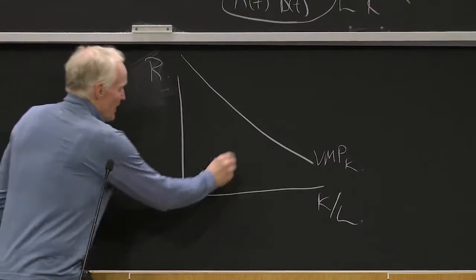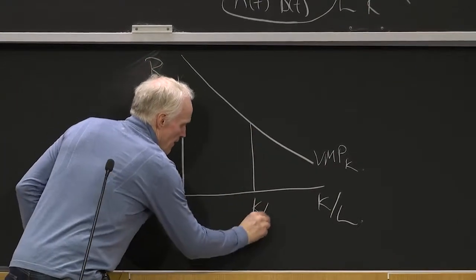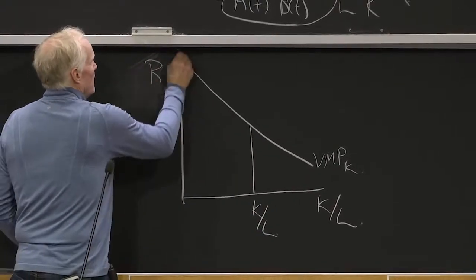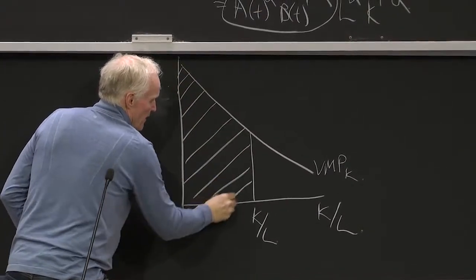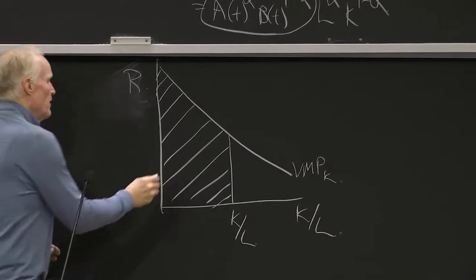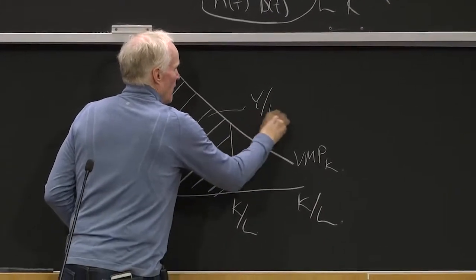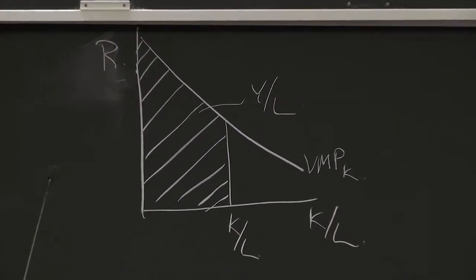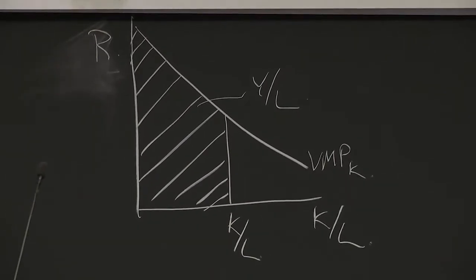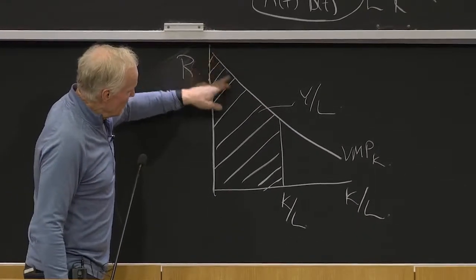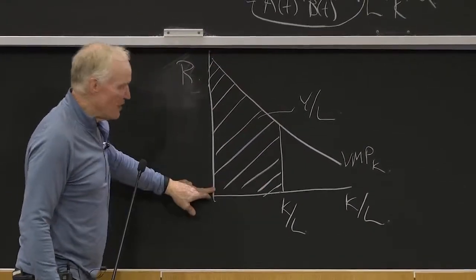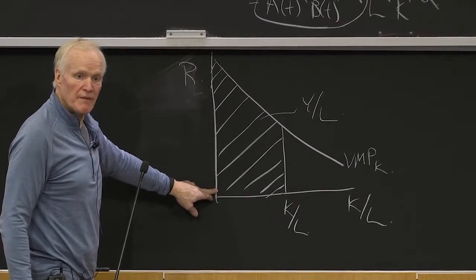Now, at a given level of K over L, this area is Y over L. I'm sorry, right, that's Y over L. Right, because that's the total amount of output being produced per worker. Right? This is the marginal product schedule of capital. The area under that demand curve gives me K over L, and Y over L.